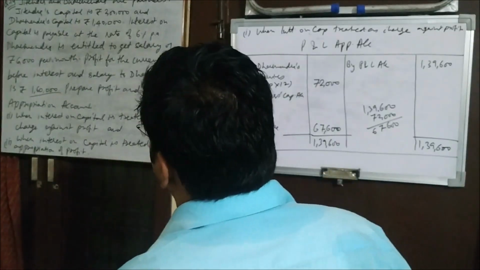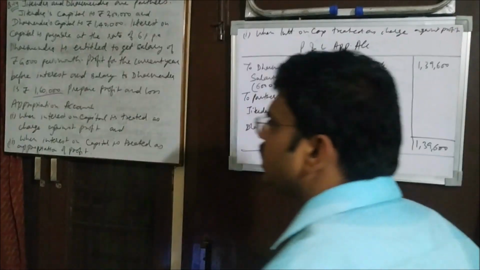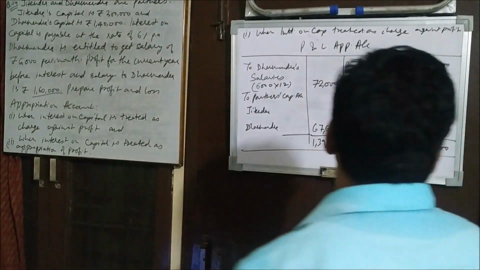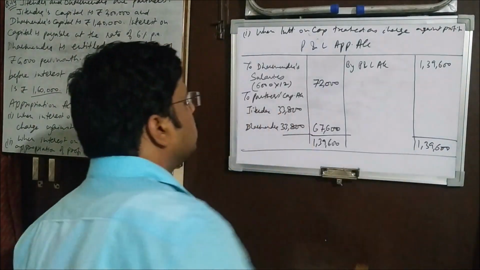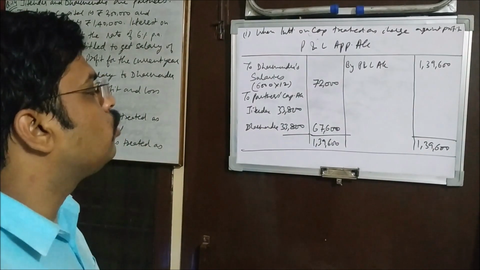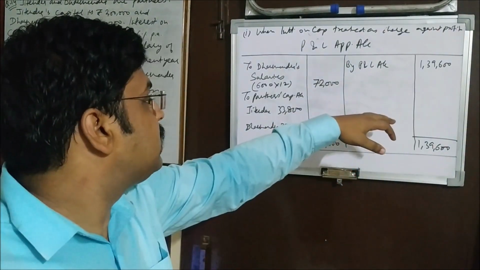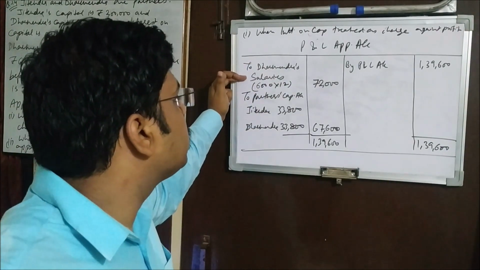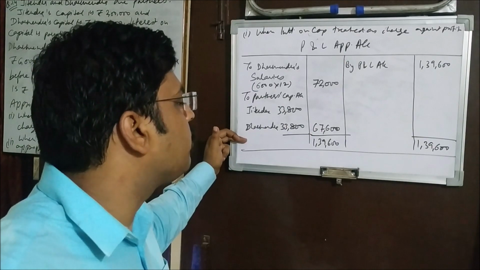So now see, the profit sharing ratio is not given, and when the profit sharing ratio is not given, it is treated equally. Equally means 1 by 2, that is 33,800. So in this way, profit and loss appropriation account will be prepared. We can see here we transfer the profit and loss account balance here, and then we just did the entry related to salaries only, and thereafter we distributed the amount of profit between the partners.